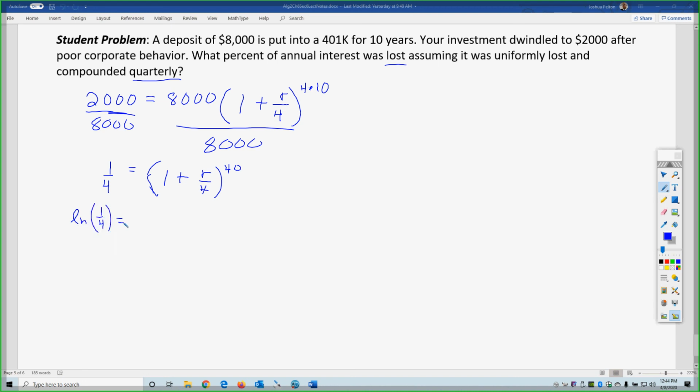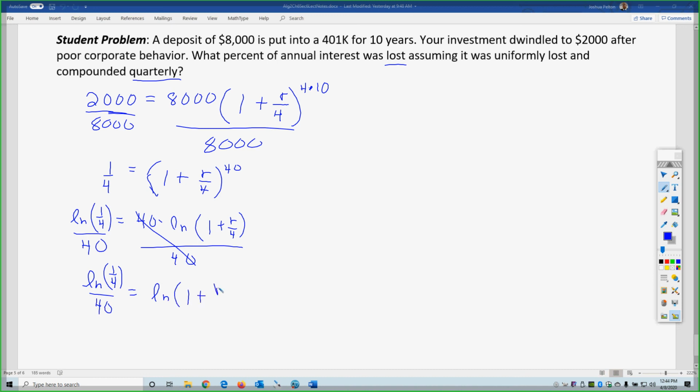If I do a natural log, the 40 comes down, becomes 40 times the natural log of 1 plus r over 4. So now I can divide by that 40. So it's gone. So I get the natural log of 1/4 over 40 equals the natural log of 1 plus r over 4. Okay, so the trick is now I need to get rid of the natural log on the right side, because I'm trying to get r by itself, which means get rid of the natural log, the 1, and the 4 on the right-hand side of the equation.